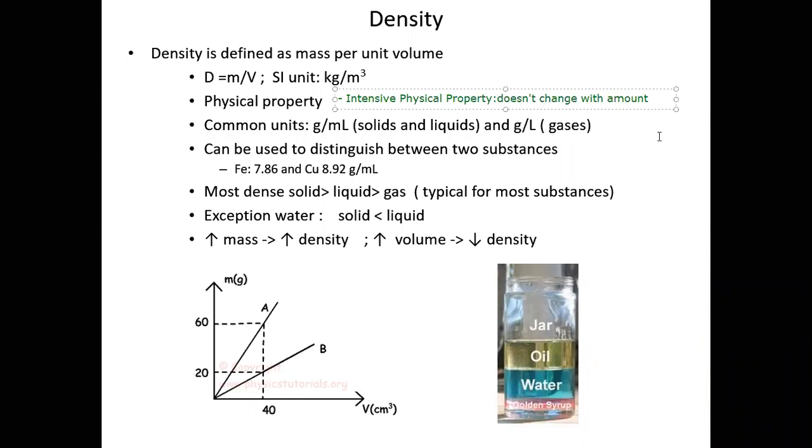So something that would change with the amount is something like mass. So the more of the substance you have, the more mass you have. So mass changes with amount. Also volume changes with amount. So the more matter you have, the more volume you're going to have. And so those that do change with amounts are referred to as extensive physical properties.